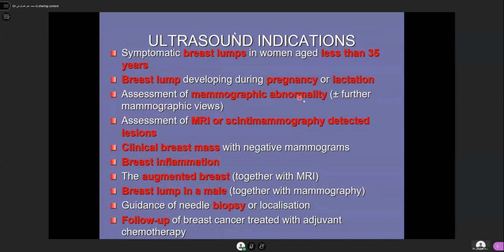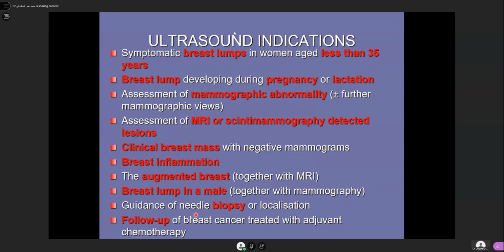Assessment of mammographic abnormality. Okay, assessment of MRI or CT mammography detected lesions. So whenever we find any abnormality along with mammography and MRI, we always perform ultrasound. Clinical breast mass with negative mammograms, breast inflammation, augmented breast, like if we put a breast implant, we cannot perform mammography because we give compression in mammography, and then we can only perform ultrasound or MRI.